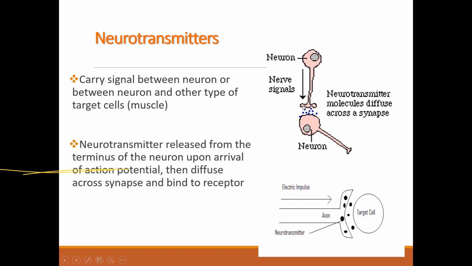Neurotransmitter is released from the terminus of the neuron upon the arrival of an action potential along the nerve fiber. Okay, and then the neurotransmitter is released. Neurotransmitter molecules diffuse across the synapse and bind to the receptor on another neuron. Okay, like this one. Because of the action potential, they stimulate the release of neurotransmitter. And once the neurotransmitter is released, it goes across the synapse to the target neuron cell and binds to the receptor on the target neuron cell.